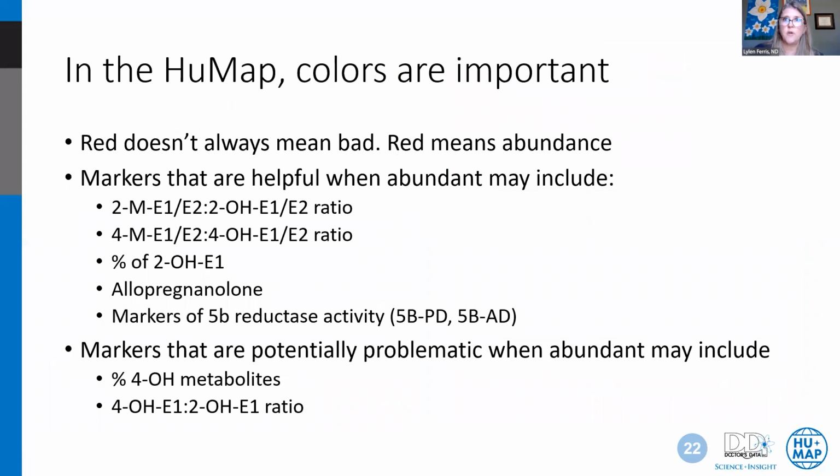Remember that in the HuMap, colors are important. Red doesn't always mean bad, red means abundance. And there are markers that are helpful if they're found when abundant. That might be a higher ratio of methyl metabolites in comparison to the hydroxy metabolites, or having a higher amount of 2-hydroxyestrone compared to something like 4-hydroxyestrone, which would be problematic if it's red.